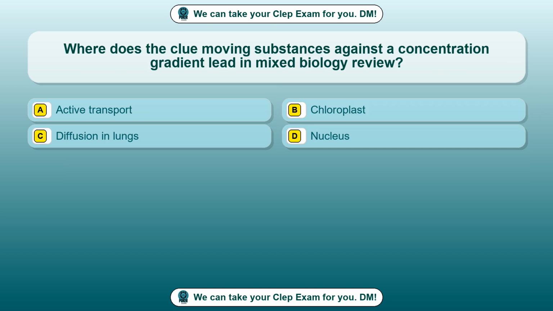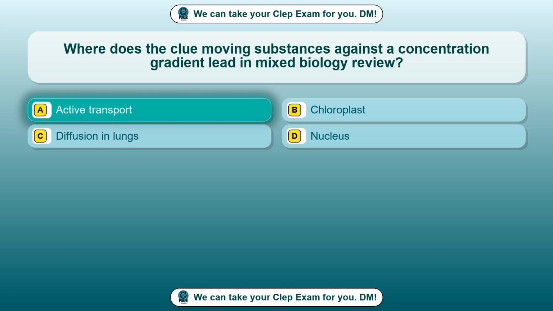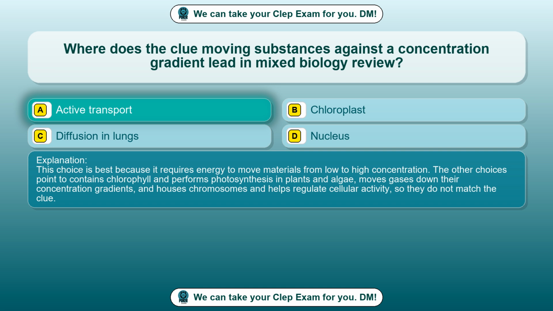Question 52. Where does the clue "moving substances against a concentration gradient" lead in mixed biology review? Option A, active transport. Option B, chloroplast. Option C, diffusion in lungs. Option D, nucleus. The correct answer is option A, active transport. This choice is best because it requires energy to move materials from low to high concentration. The other choices point to contains chlorophyll and performs photosynthesis in plants and algae, moves gases down their concentration gradients, and houses chromosomes and helps regulate cellular activity, so they do not match the clue.